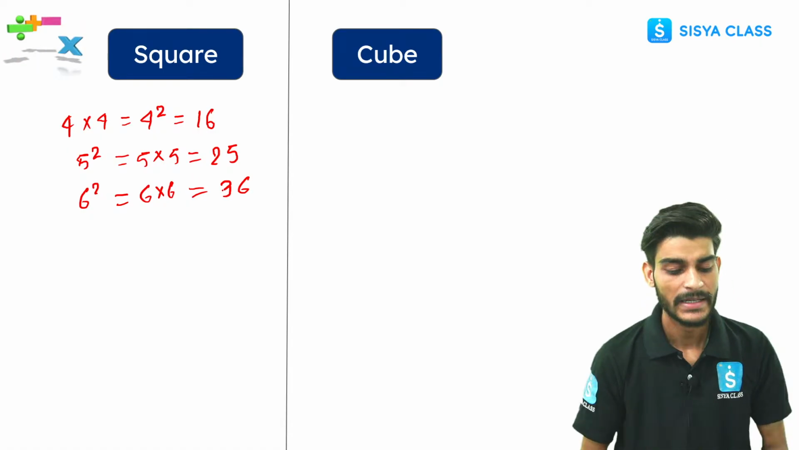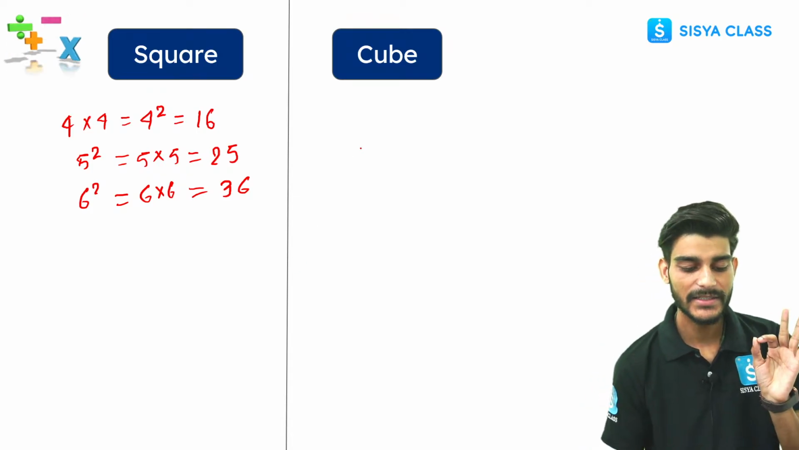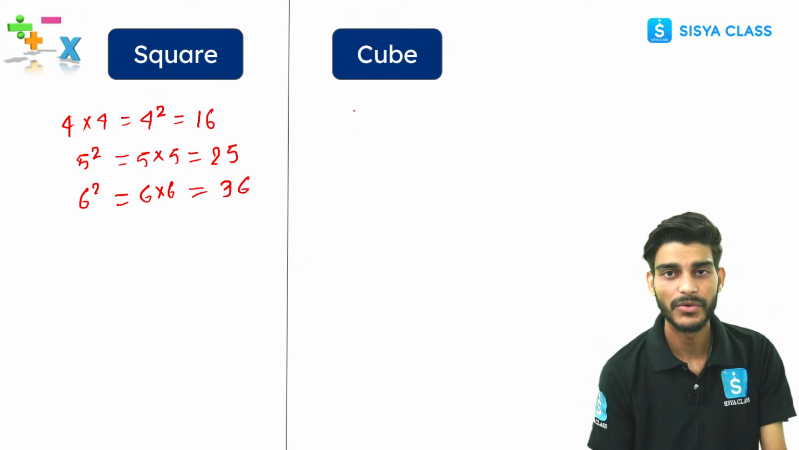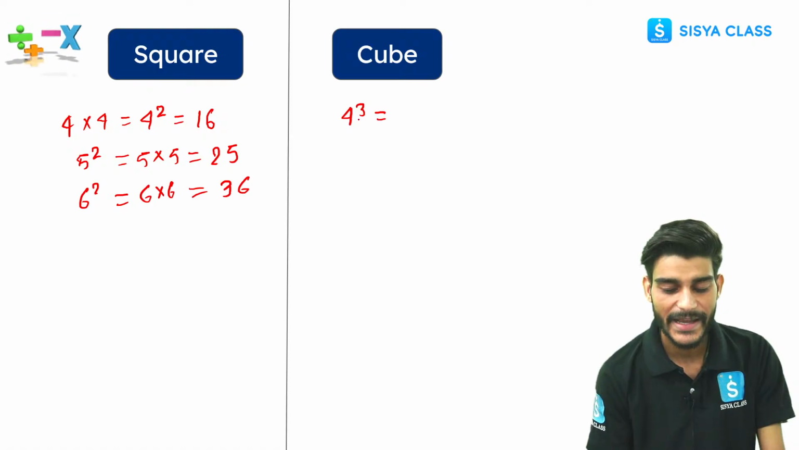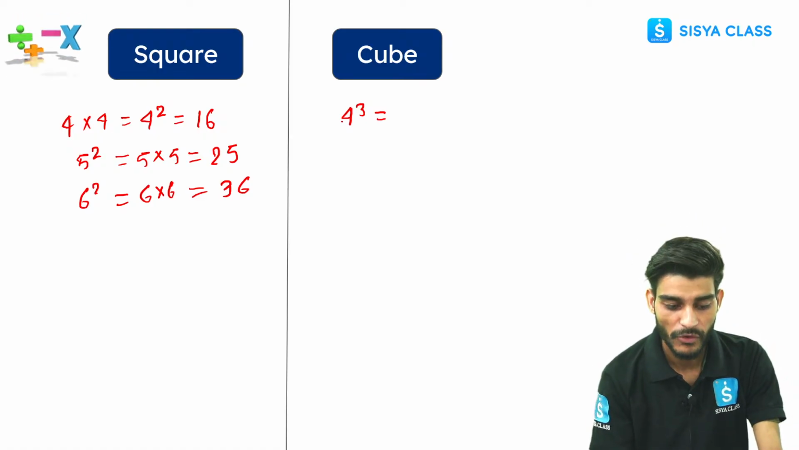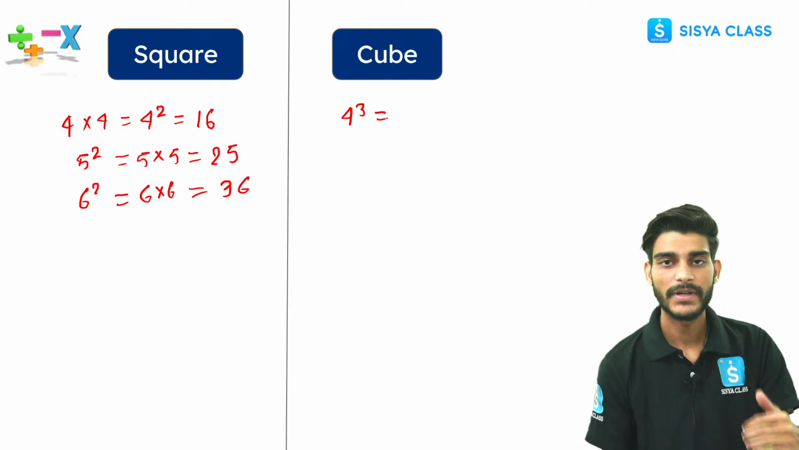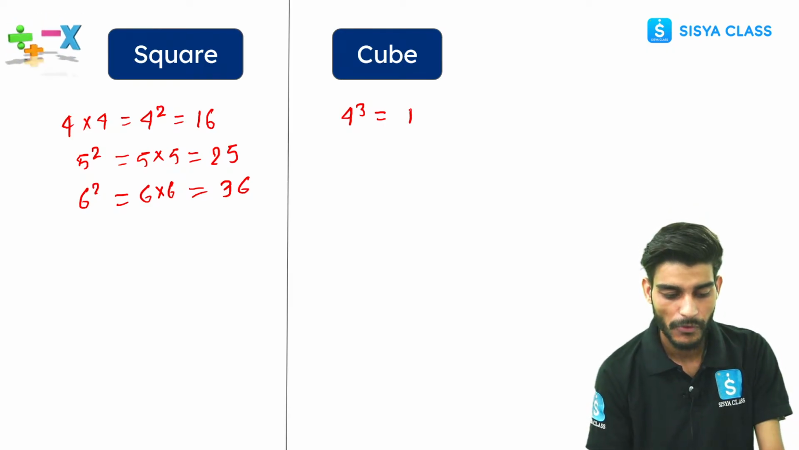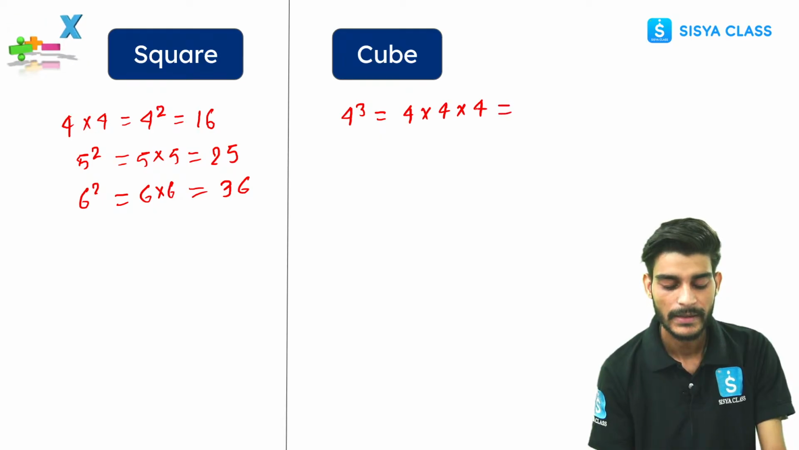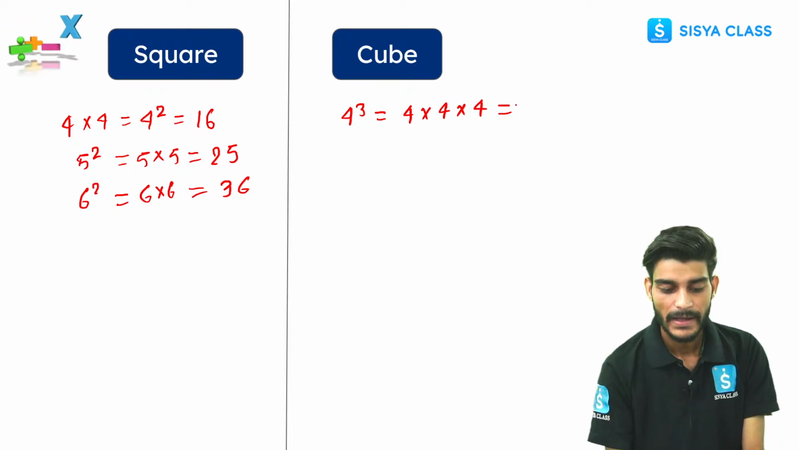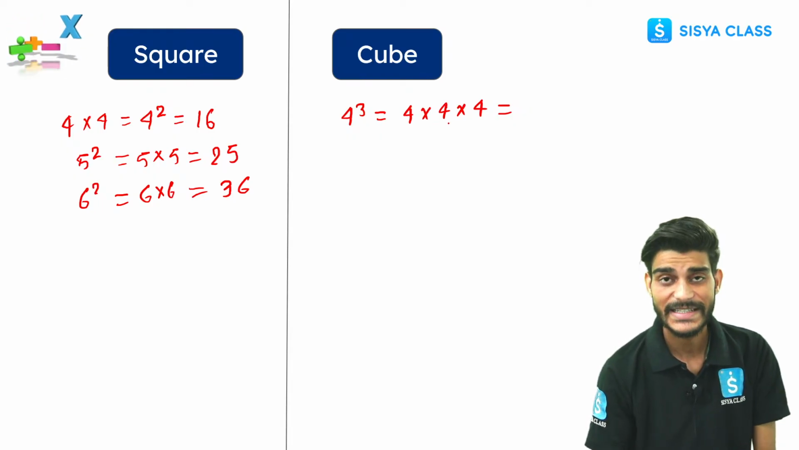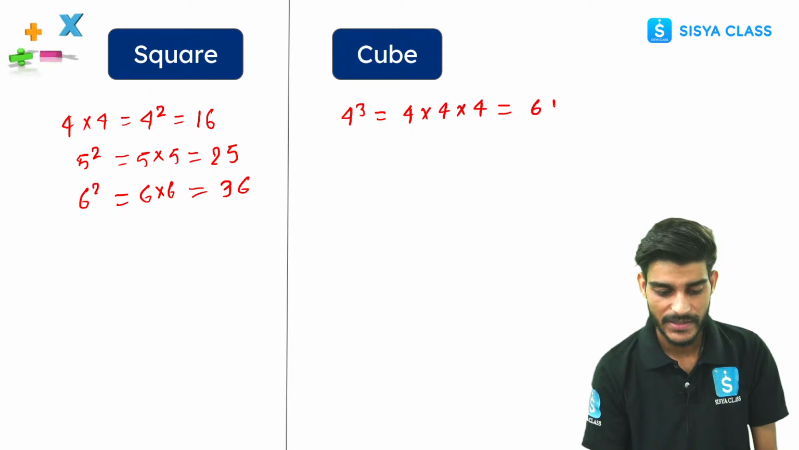Now what is the meaning of a cube? In the same way you multiplied the same number 2 times in a square, in a cube you have to multiply 3 times. So if I have to find the cube of a number, it is written as 4 raised to the power 3, where 4 is the base and 3 is the power, or you can say exponent as well. So 4 into 4 into 4, just multiply the same number 3 times. So 4 into 4 is 16, 16 into 4 is 64.